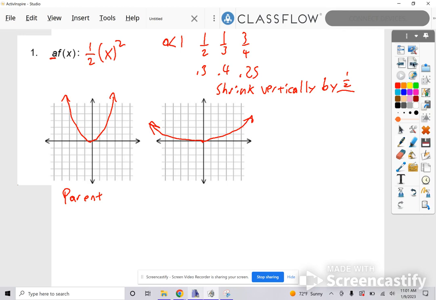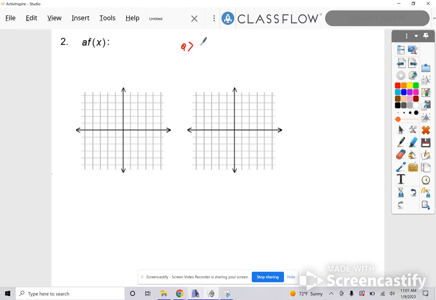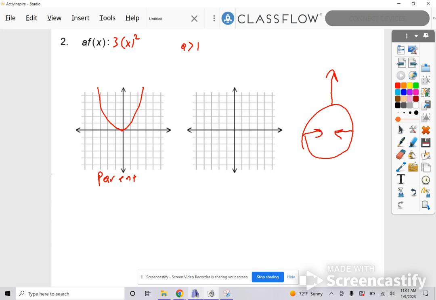Okay, now conversely, I can have a being a big number, bigger than 1. So something like 3. Okay, so my parent function still looks like this. Okay, now in the other direction, again, if I have that hula hoop and I stretch it out, then these sides are going to come in a little bit. Okay, so instead of looking like this, it may look something like this. Okay, so we get a stretch vertically. This is my transformed.